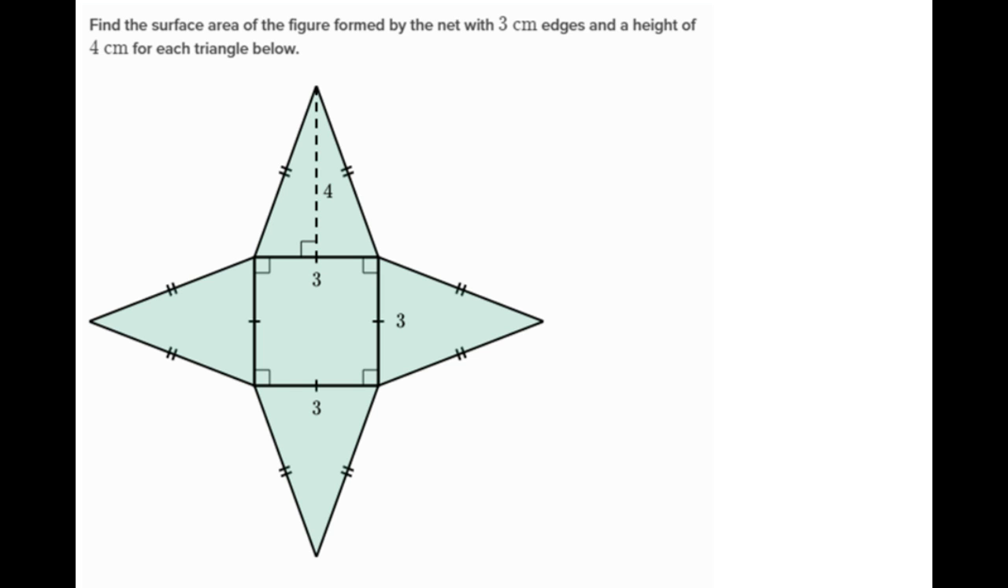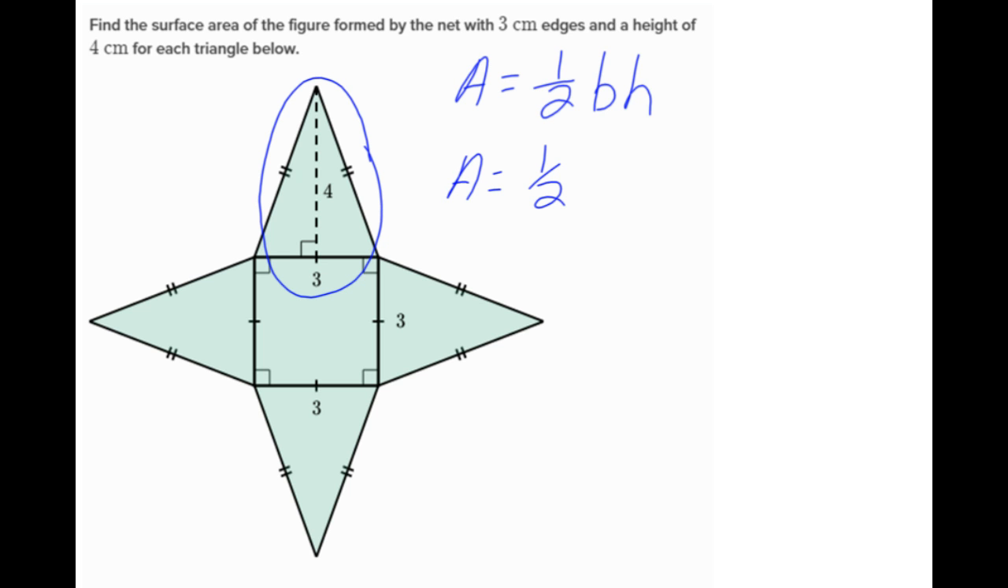First of all, you have to remember that finding the area of a triangle is equal to 1/2 times the base times the height. So, when we take a look at this triangle right here, the area is going to equal 1/2 times the base, which in this case is 3, times the height of 4. When you multiply all that out, you get 6. So this triangle has an area of 6.